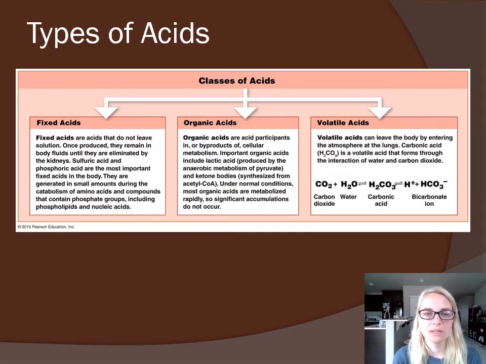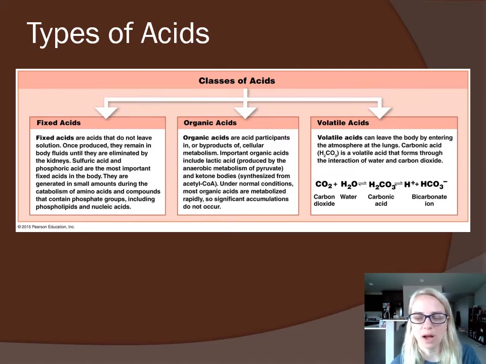Okay, so there's going to be some acids that we're going to be seeing, biologically produced acids. There's one big one that we're really going to focus on the most, which is going to be carbon dioxide or carbonic acid. But let's talk about some of these other ones. So we have what are called fixed acids, where fixed acids stay in solution. They don't have the ability to be volatile, which we'll see is another category. So for example, sulfuric acid or phosphoric acid, if we have high levels of those, typically they're going to be excreted by the kidneys. And that's how our body really deals with them.